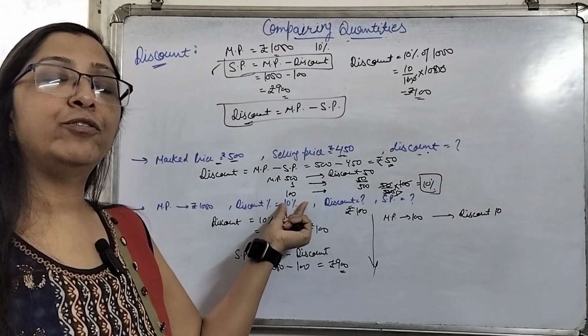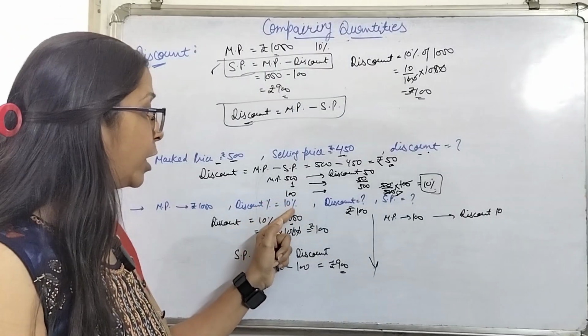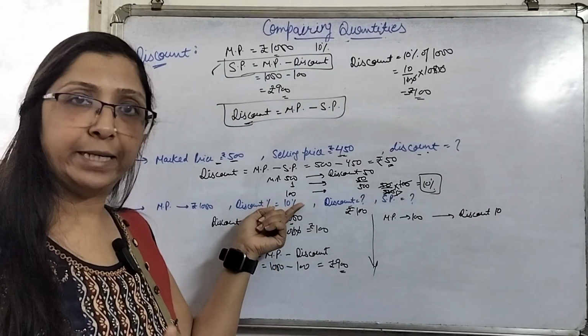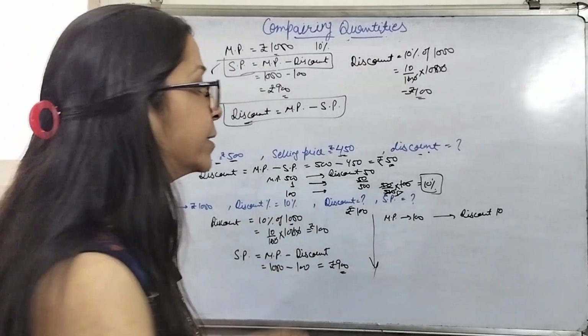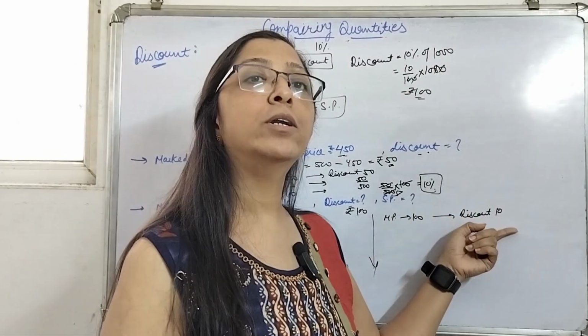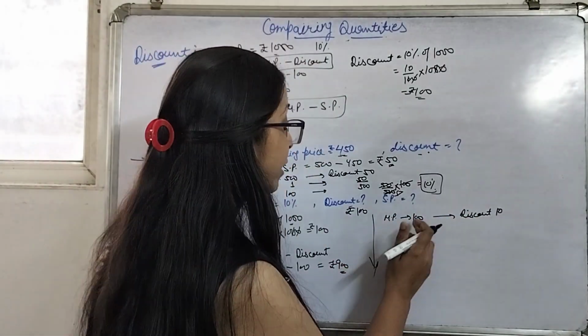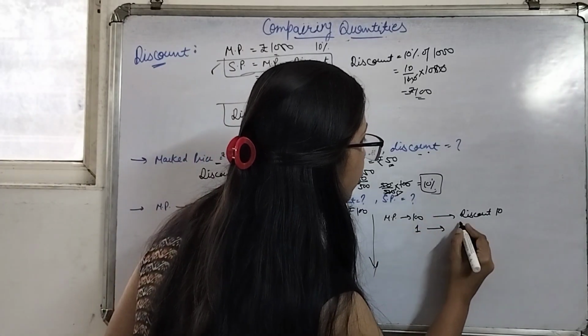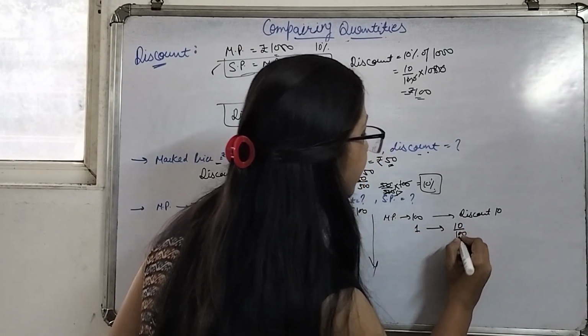10% means out of 100 it is 10, and out of 100 what? It is calculated at marked price only. That simply means if marked price is 100 rupees, then discount was your 10 rupees. And if marked price is 1 rupee, discount will be 10 upon 100 rupees.